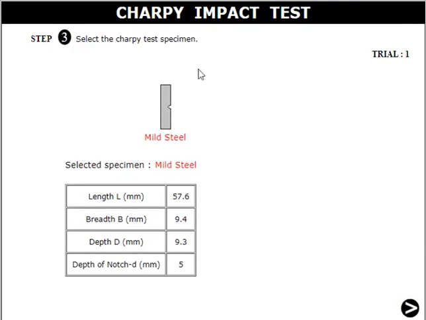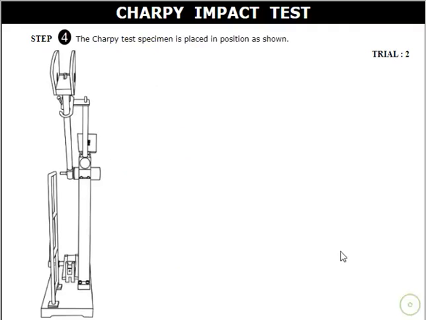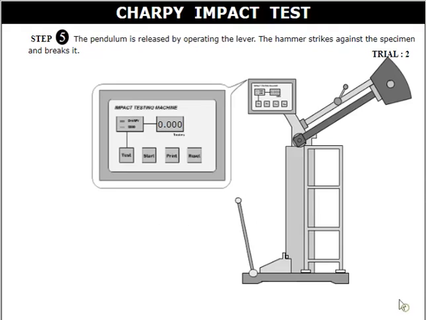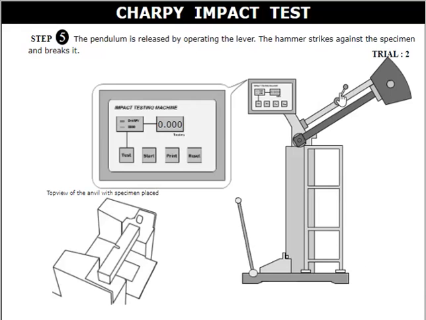Now we will go for the next trial. Same sample specification we consider with these dimensions. Now again we are following the same procedure. We are keeping the sample on the anvil in the simply supported type. Then we are releasing the pendulum by using this releasing lever, and we are going to measure the energy.